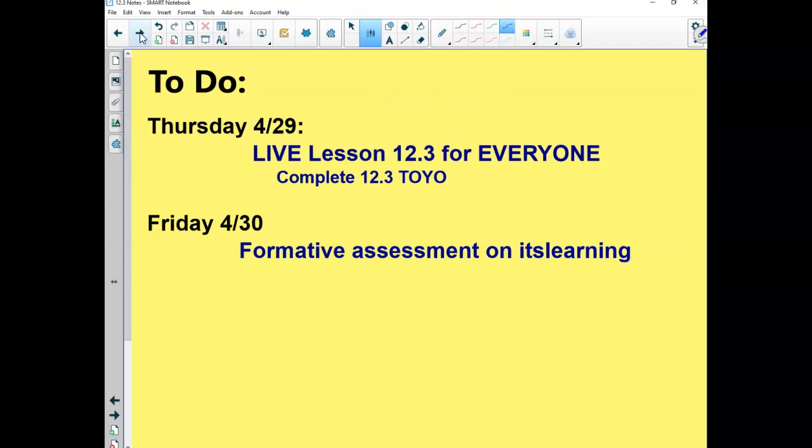However, when we're done with this, you need to complete your try on your own, and we are going to ask you to complete a formative assessment within It's Learning tomorrow by a particular time, so make sure you get on there and do that, all right?